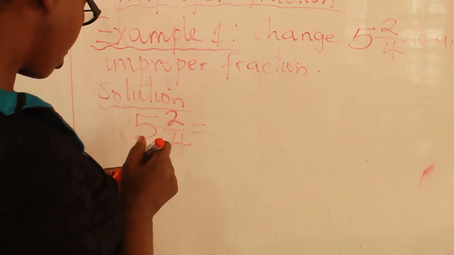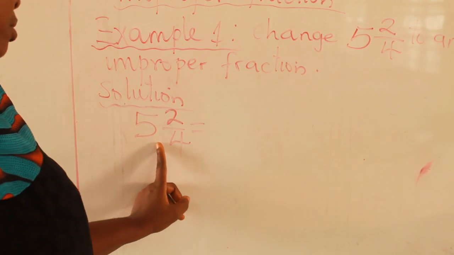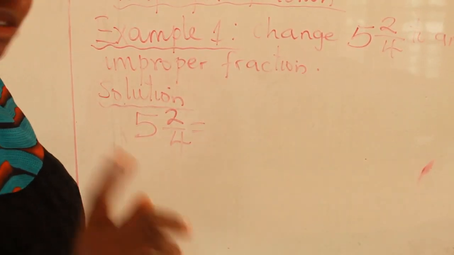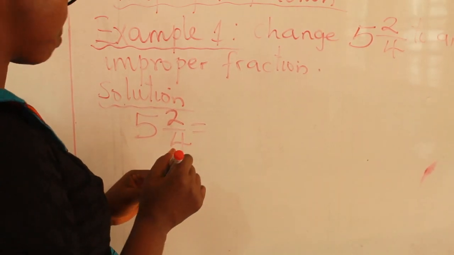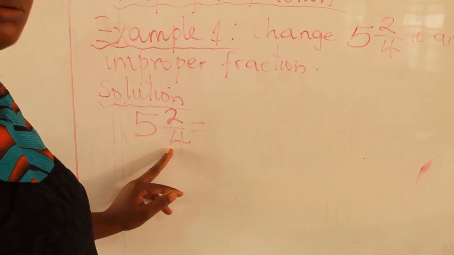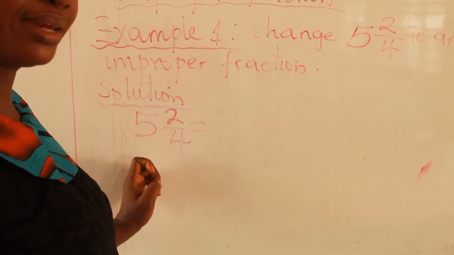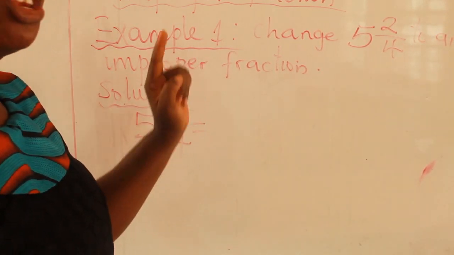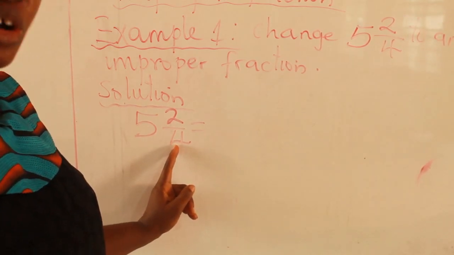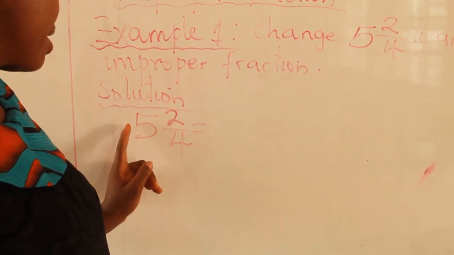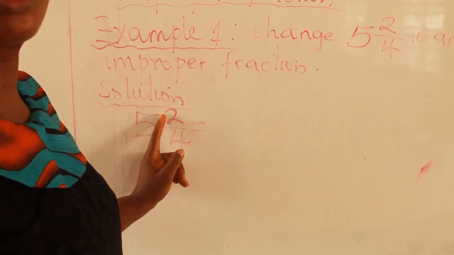Okay, I want us to note something, that when you are changing a mixed fraction to an improper fraction, you do the following. Watch me. You are going to multiply your denominator by your whole number, and then you add up your numerator. What did I say? You start by multiplying your denominator by your whole number, and then you add your numerator.